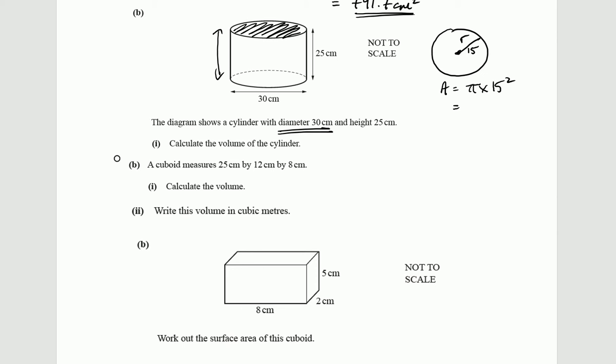So typing this into my calculator, gets me 706.86 centimeters squared. For the volume, I take that 706.86 and I multiply it by that 25. So the volume is 706.86 times 25.